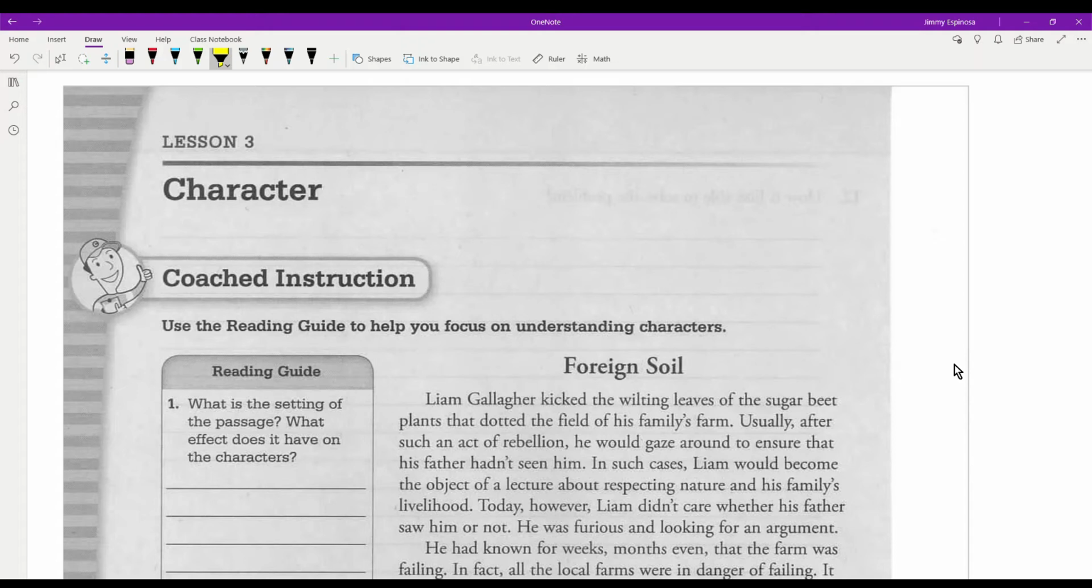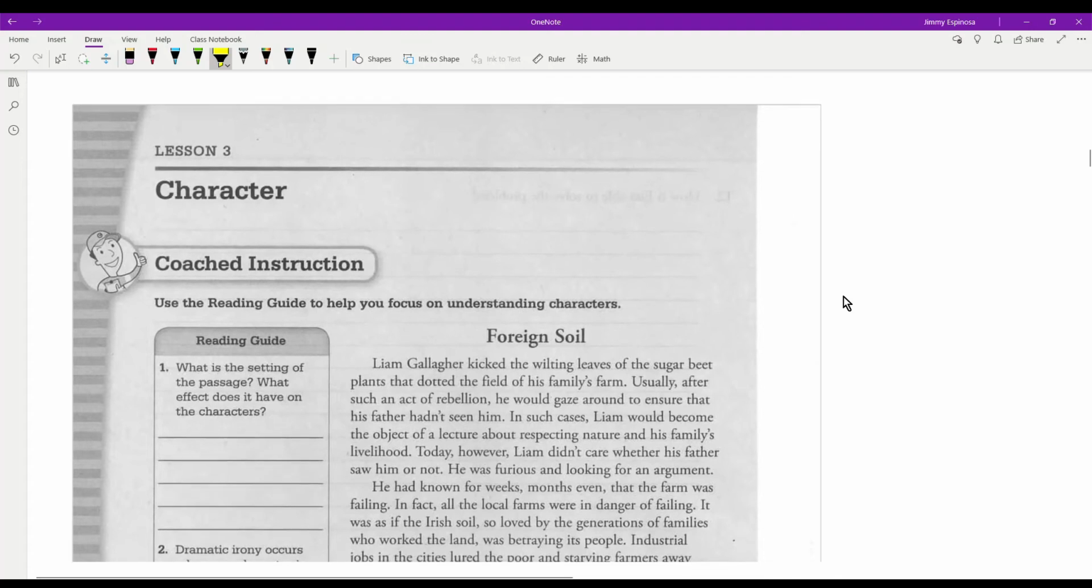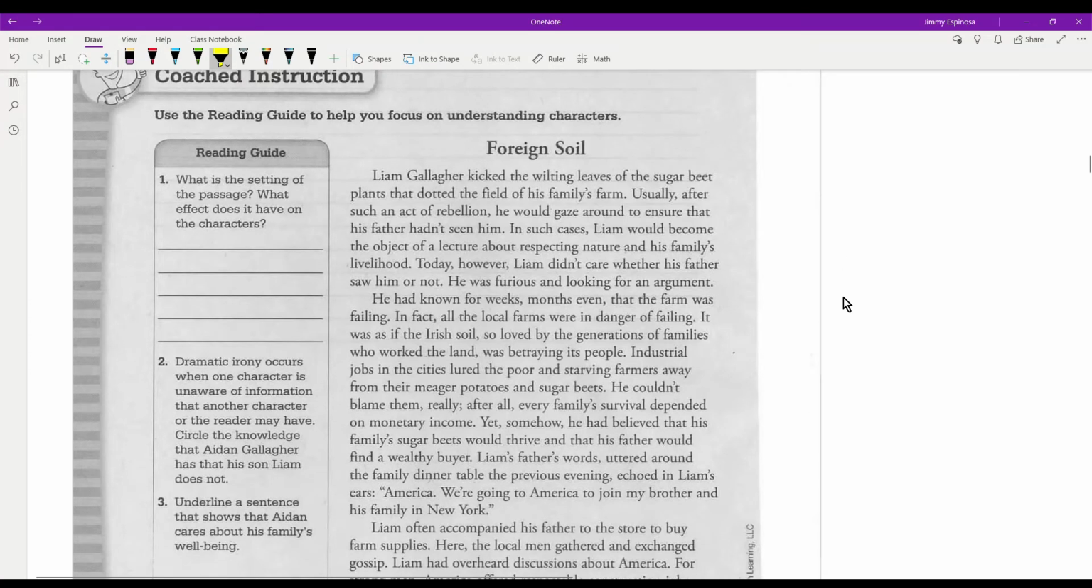Now, in this section for the coached instruction, you're going to use the reading guide to help you focus on understanding characters. Now, there are 3 questions here, or 3 statements that you are going to answer. Okay, so for number 1, on this passage called Foreign Soil, number 1 says, what is the setting of the passage? What effect does it have on the character? So this is a 2-part question. The first part, tell me what the setting is. Remember, the setting has to do with the place where the story takes place, or even the time. It could be in the past, it could be the future, the present.